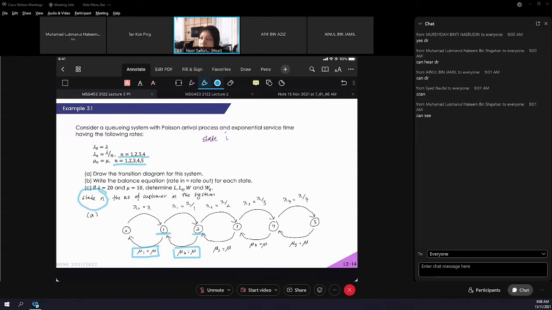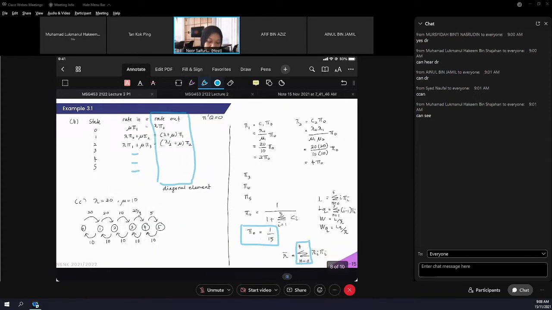So this is your transition diagram. And then question B, you have to write the balance equation. So the rate in equals the rate out, right? So continue writing up until state 4 and 5. So for state 4, you should have 0, 1, 2, 3, state 3 first.